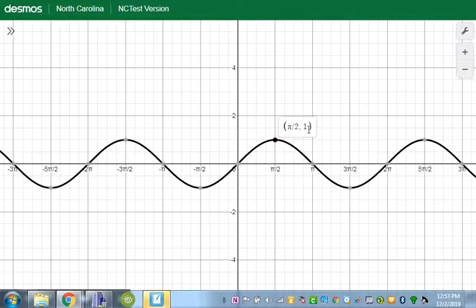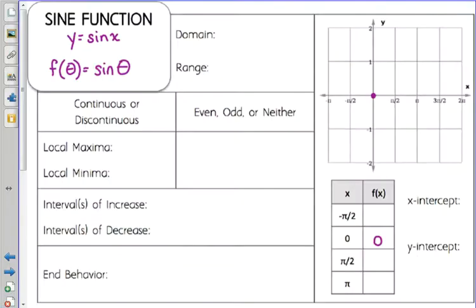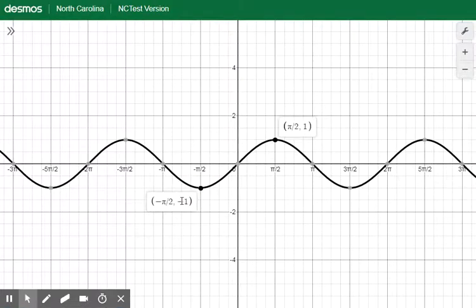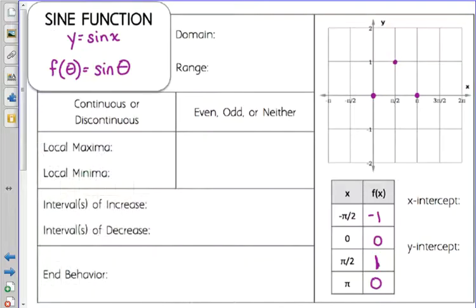At pi over 2, the y value is 1. So pi over 2, 1 produces that point. At pi, the y value is 0. In the table there, we've got negative pi over 2. If we find negative pi over 2 on our graph, its y value is negative 1. So negative pi over 2, negative 1. Now, that's all that's in the table, but we can add as many points as we need to based on what we see in the graph.